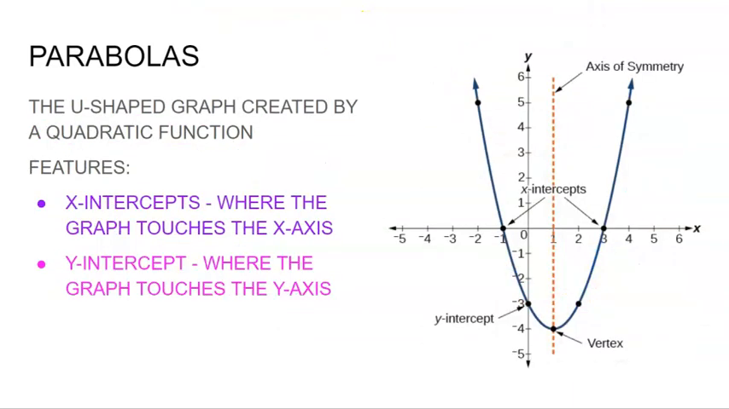Additional features include x-intercepts, so that is when you cross the x-axis. And there is also a y-intercept. There will only be one y-intercept, and that's when you cross the y-axis.